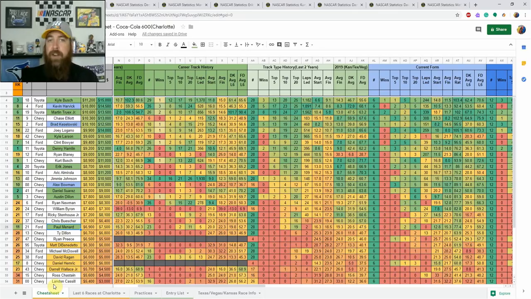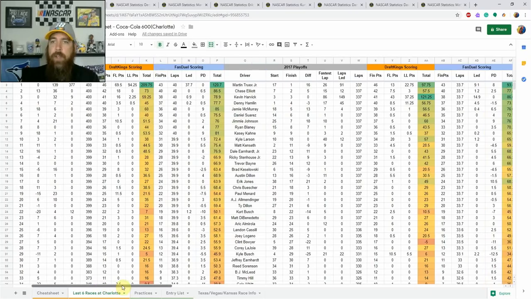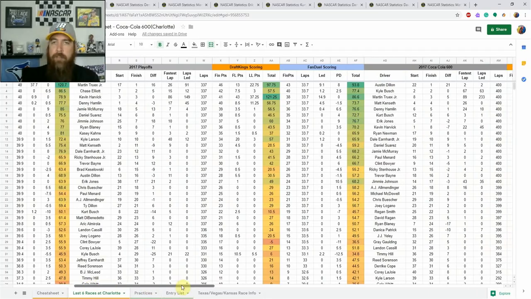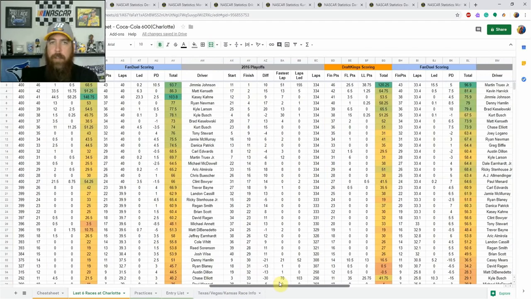This is a very long race, but if we go look at the last six races here, we've seen Kyle Busch lead 377 laps in the Coke 600 last year. Truex started 17th, led 91 laps in the playoff race in 2017. The Coke 600 last year, Austin Dillon won it, but Kyle Busch finished second. Then you've got Martin Truex Jr. there. He led 233 laps.